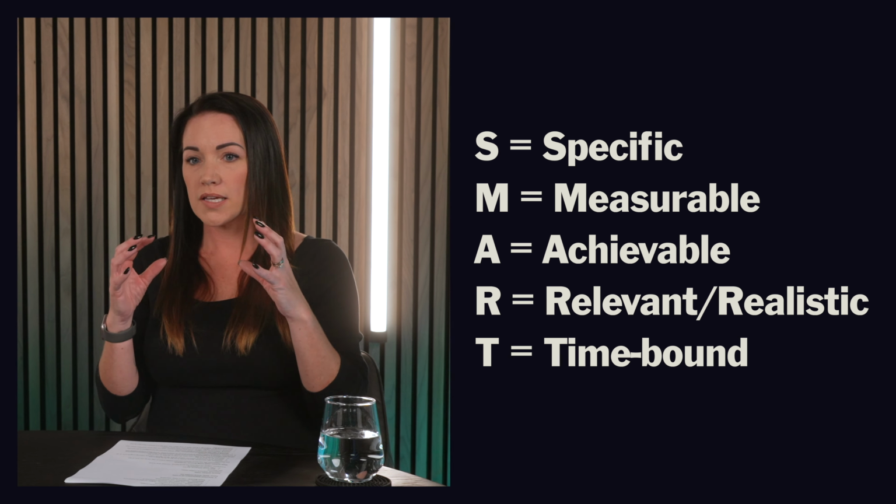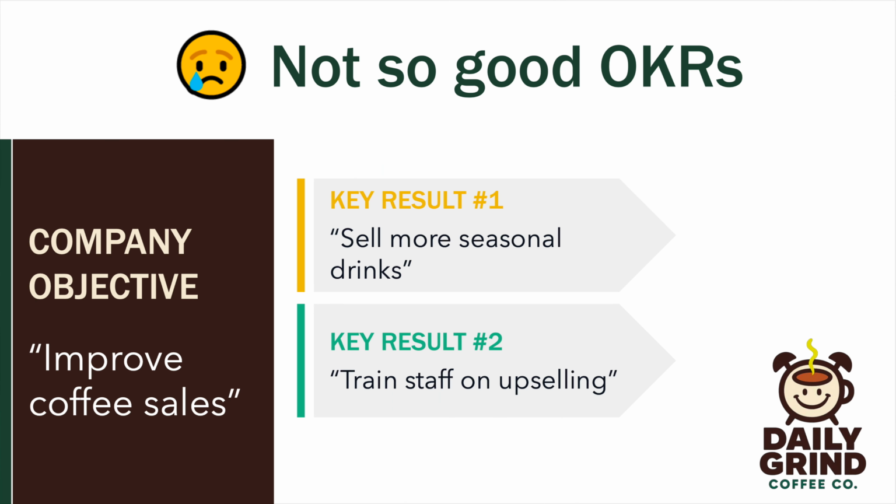So, Ben, can you bring this to life for everyone? Give us a practical example using our coffee shop of what this means. Daily Grind. Daily Grind, yes. Our favourite, our most loved coffee company in the UK. So let's have a look at a poorly written objective and key result. As an example, the objective: improve coffee sales. The key results: sell more seasonal drinks and train staff on upselling.